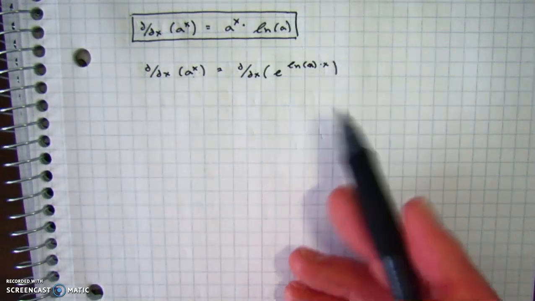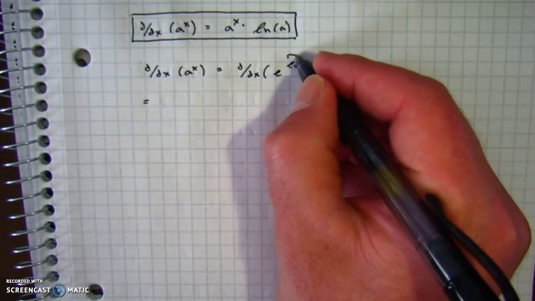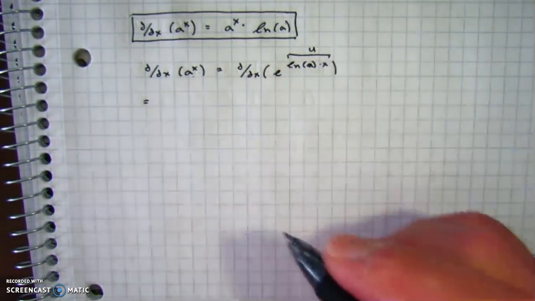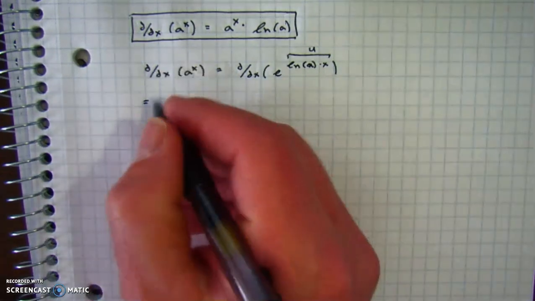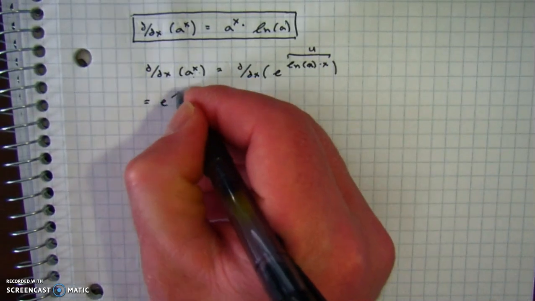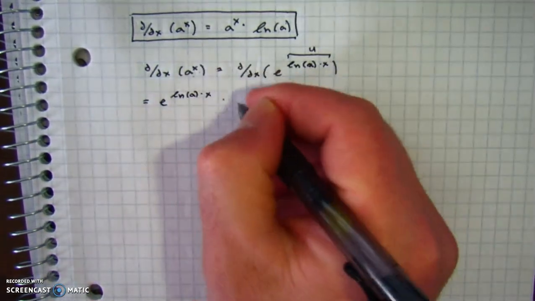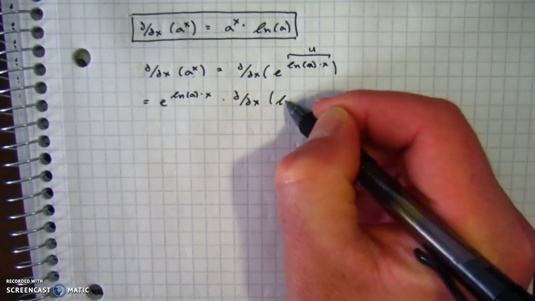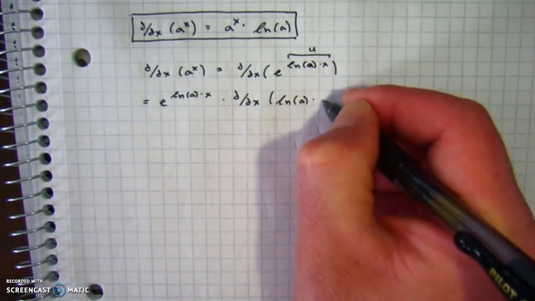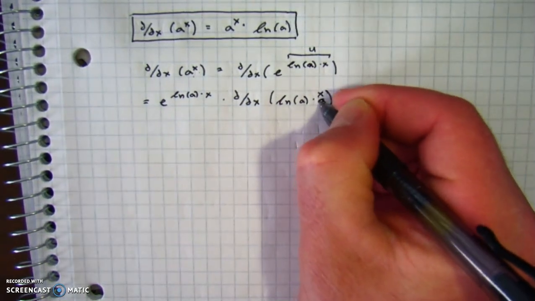Looking at this, it looks like we have the chain rule. So we can use the chain rule if we call this exponent our u. Well, e to the u is super easy. The derivative of the outer function is just going to be e to the u, so that doesn't change at all: e to the natural log of a times x. Then we multiply it by the derivative of the inside function, which is the natural log of a times x.